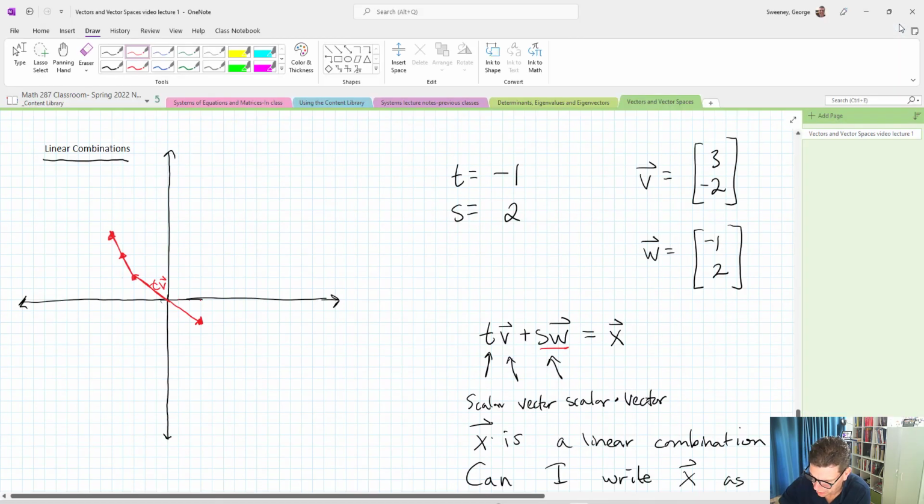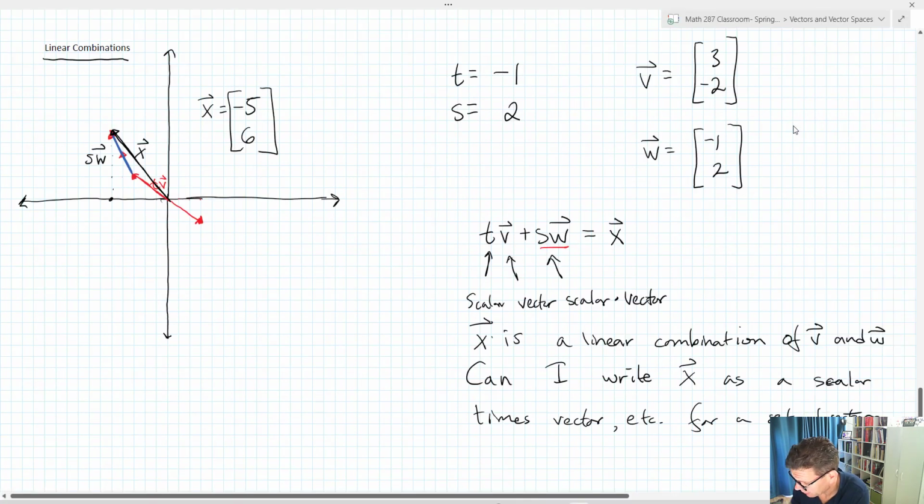And actually, let me change that color. We're going to change it to blue. And our resulting vector now is in fact the x vector that we're looking for. So here is SW, and here is x. And so x is 1, 2, 3, 4, 5, that's negative 5, and 1, 2, 3, 4, 5, 6. So x equals negative 5, 6, geometrically, assuming that I've done everything correctly.